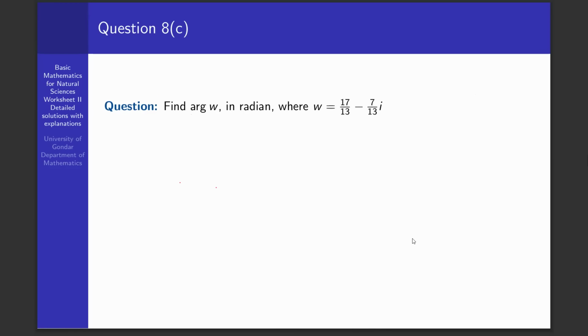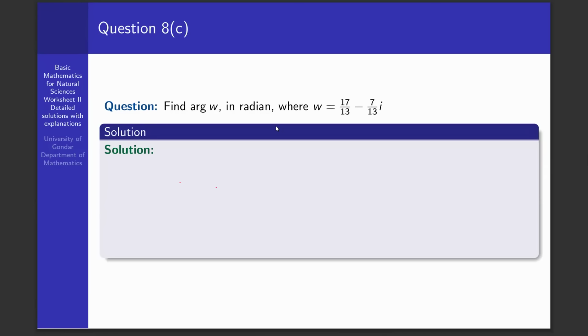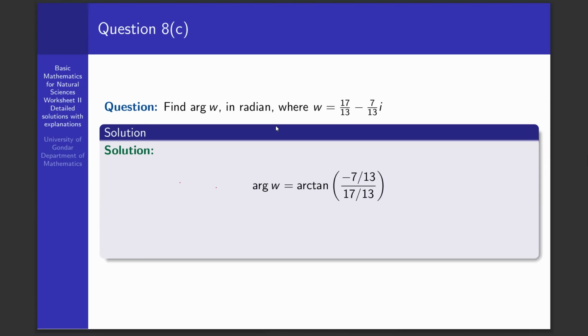The next question is question number 8c. That means finding the argument of w in radian measure, where w is given to be 17 over 13 minus 7 over 13 i. We know that the argument of a given complex number is obtained by the tan inverse. It is an angle formed between the positive x-axis and the arrow determined by the complex number itself.